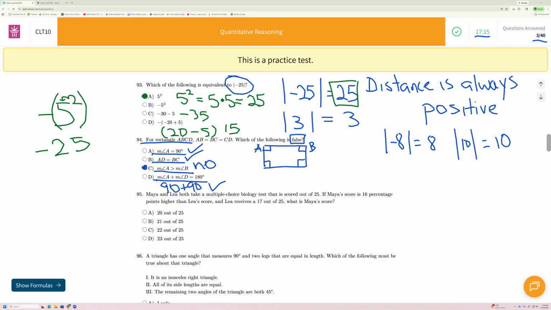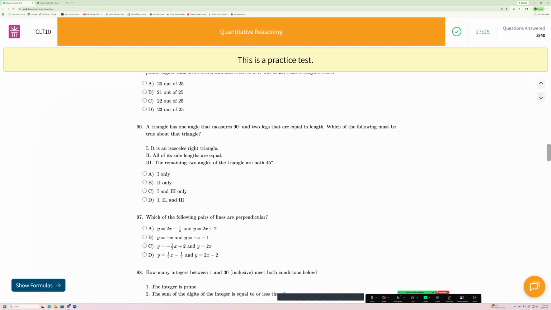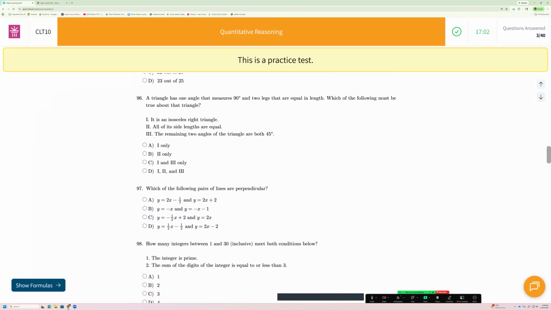So, clear, I'm going to erase. I'm going to scroll down. All right, and then I'm going to read 96. A triangle has one angle that measures 90 and 2 legs that are equal in length. So that's an isosceles triangle, when you have 2 legs that are the same. So let's say that we have a right triangle with a 90-degree angle, but this side measures the same as this side. That's why they have that symbol, meaning they're equal in length.